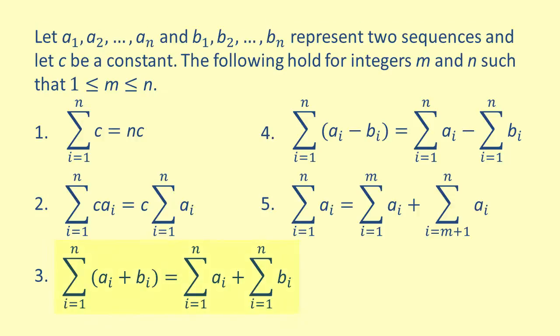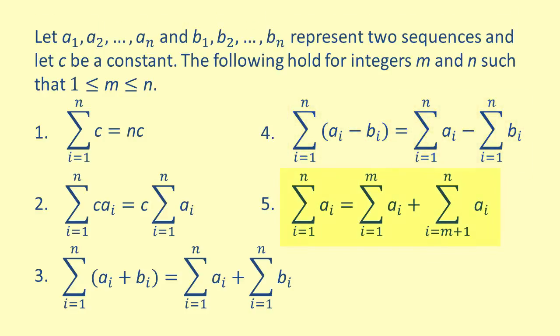The third rule states that the sum of a sub i plus b sub i from i equals 1 to n is equal to the sum of a sub i from i equals 1 to n plus the sum of b sub i from i equals 1 to n. This rule also works with subtraction, which can be seen in the fourth rule.